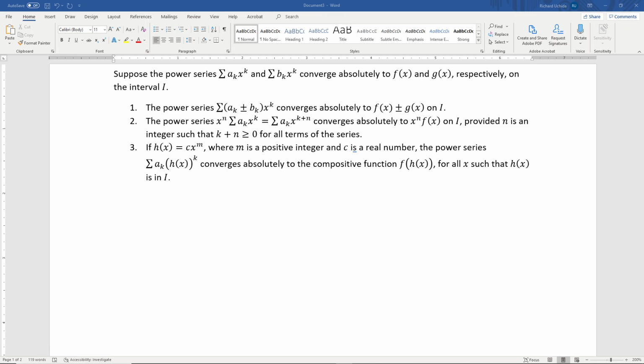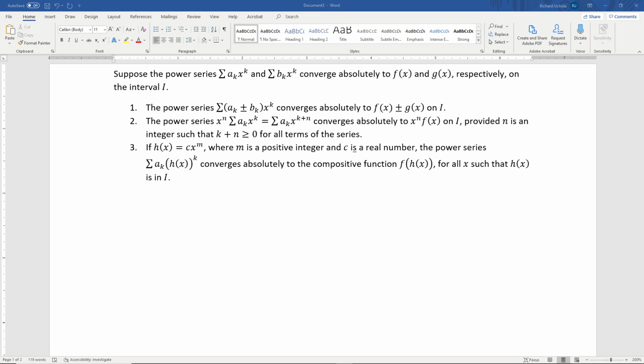So that's saying that if we take the power series and multiply it by x to some power, where again that exponent n satisfies that inequality constraint, then that converges to x to that power times f of x.